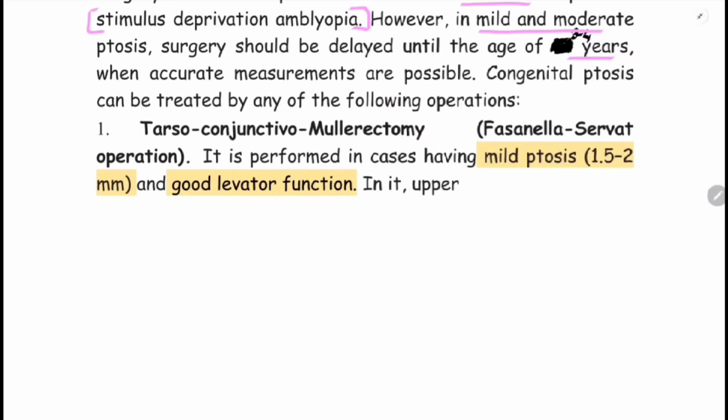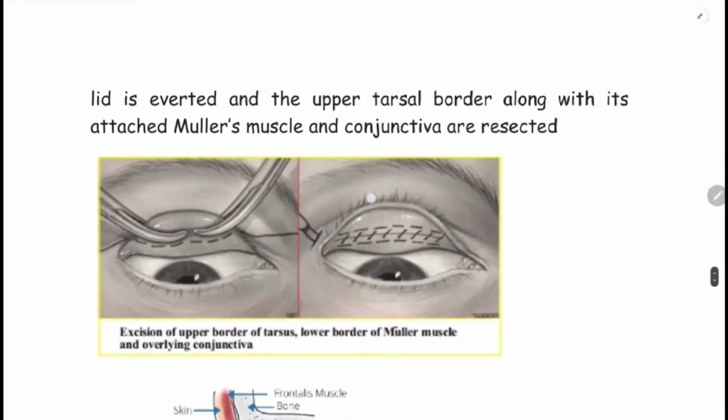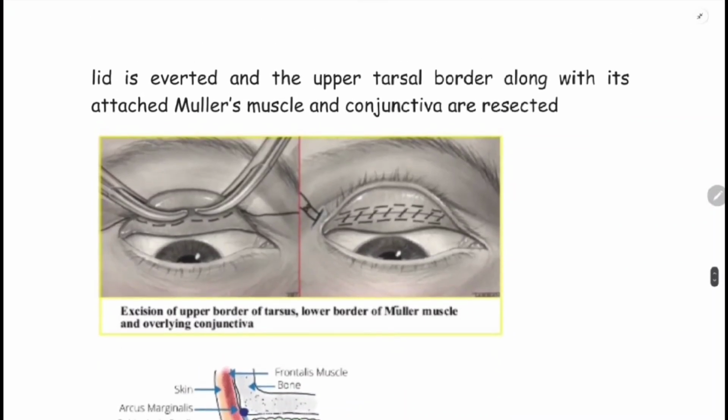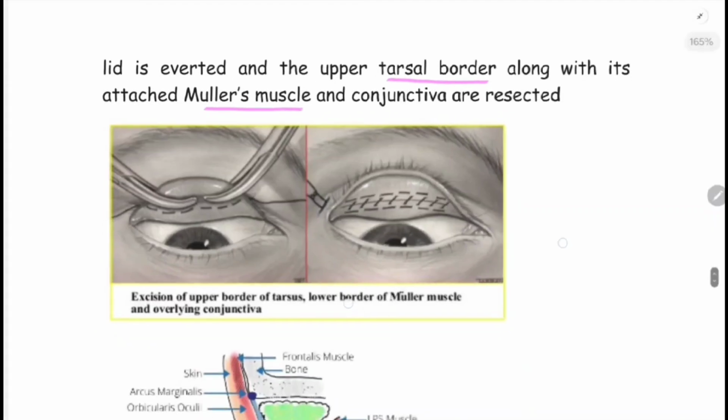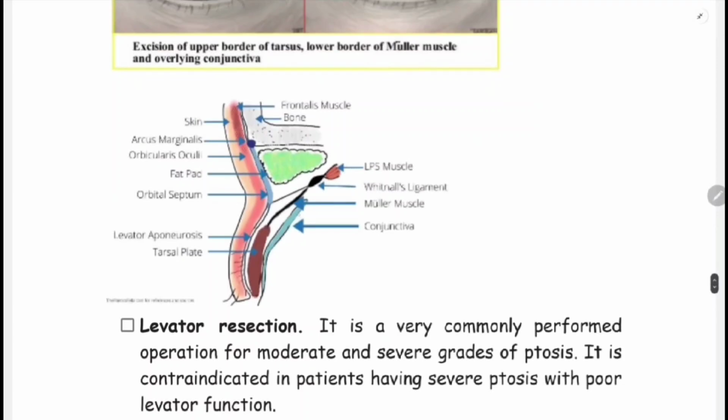Congenital ptosis can be treated by the following surgeries. The first one is tarsoconjunctivo-mullerectomy, also known as the Fasanella-Servat operation. It is performed in case of mild ptosis, that is 1.5 to 2 mm, and good levator function. In it, the upper lid is everted and the upper tarsal border along with its attached Müller muscle and conjunctiva are resected. Here we can see the upper conjunctiva, the Müller muscle and the tarsal plate.